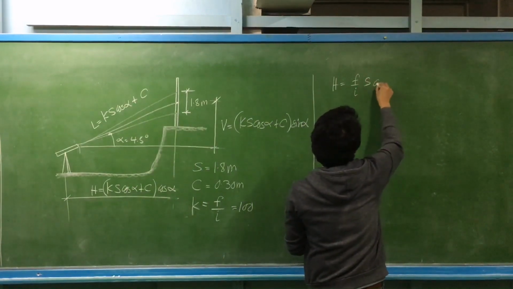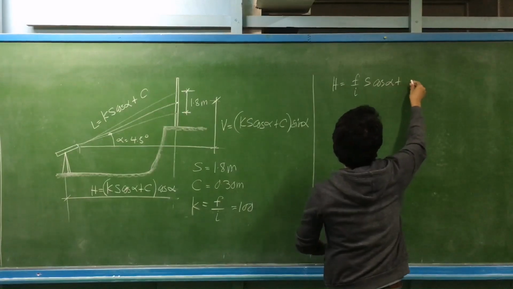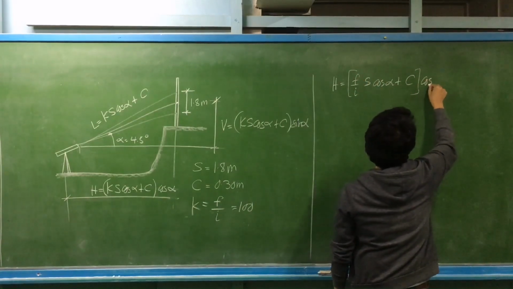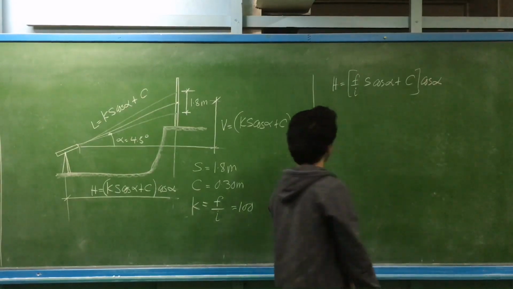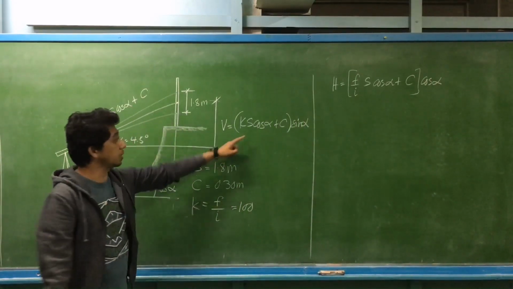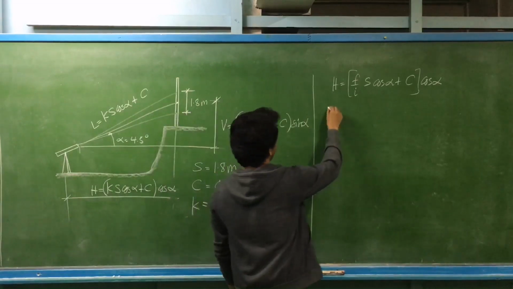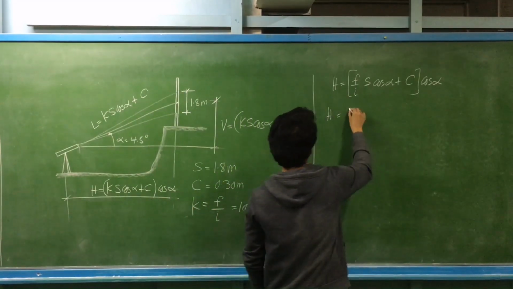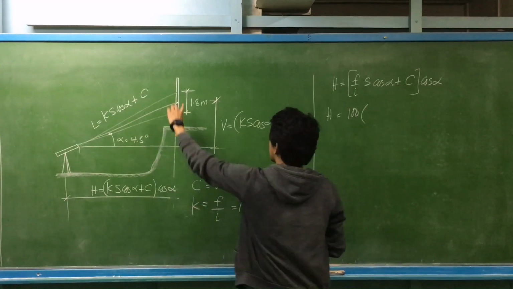Stadia intercept S multiplied by cosine of alpha plus the stadia constant, this value will be multiplied by cosine of alpha. Kapag horizontal, cosine; vertical is, we have sine. So we have the horizontal distance, so it's our F over I, or the same as K, this will do 100. What is the stadia intercept?